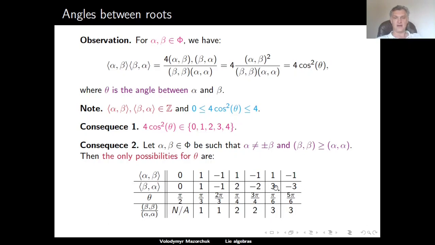And finally, in the case where 4 times cosine square takes value 3, we can have that the angle bracket of alpha and beta is 1, then the angle bracket of beta and alpha must be 3, so the angle is pi over 6, and the ratio between the squares of the lengths is 3. And changing the sign, we get the angle 5 pi over 6. So these are all possibilities.